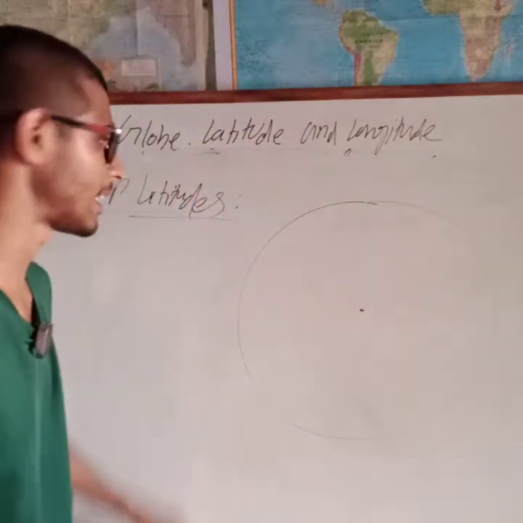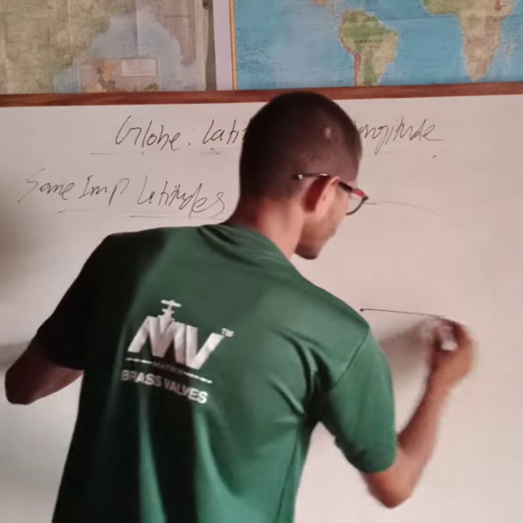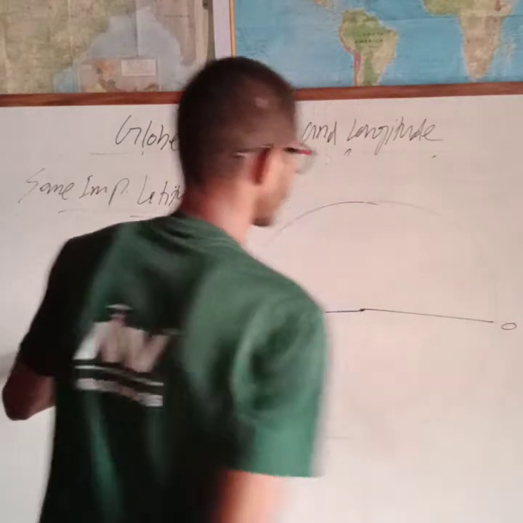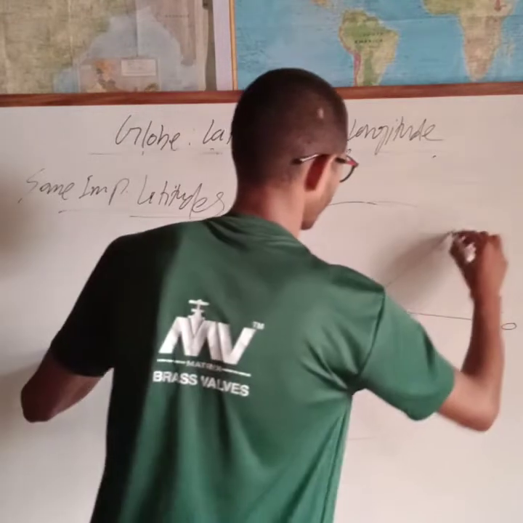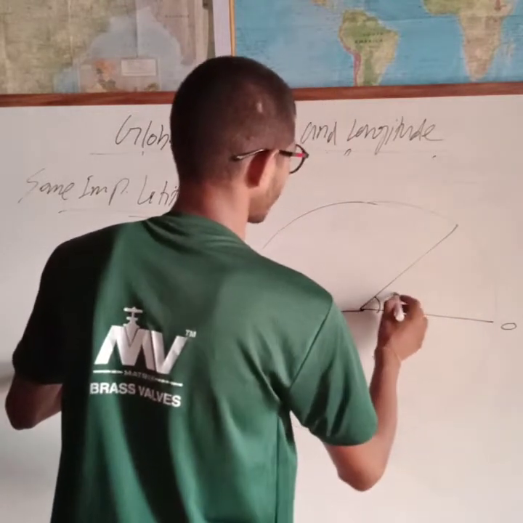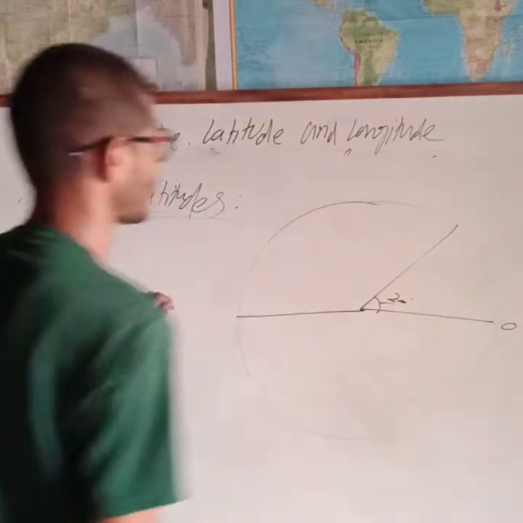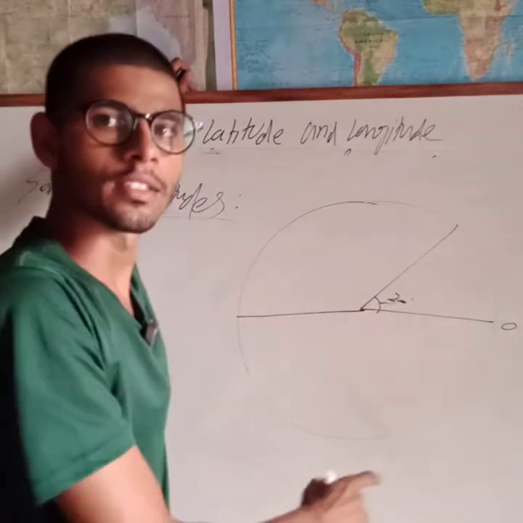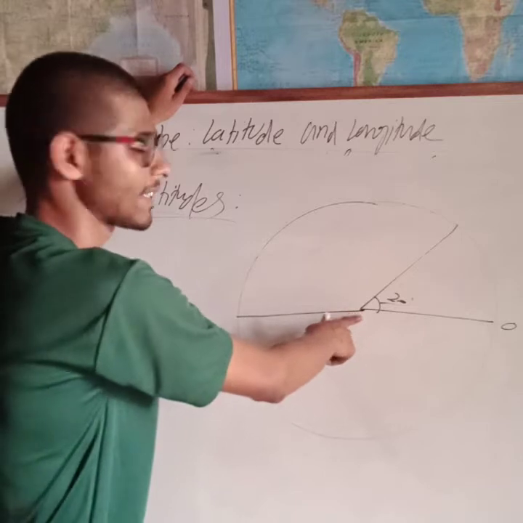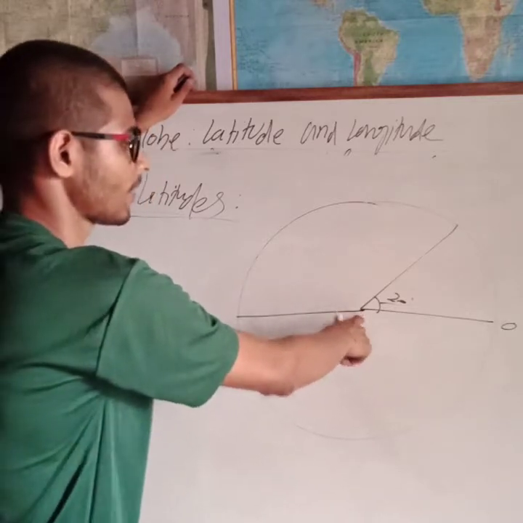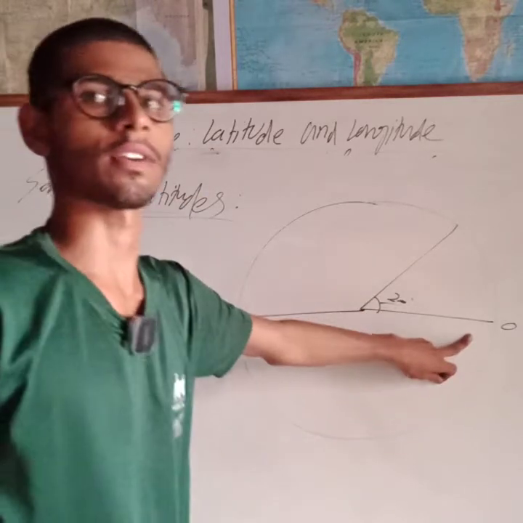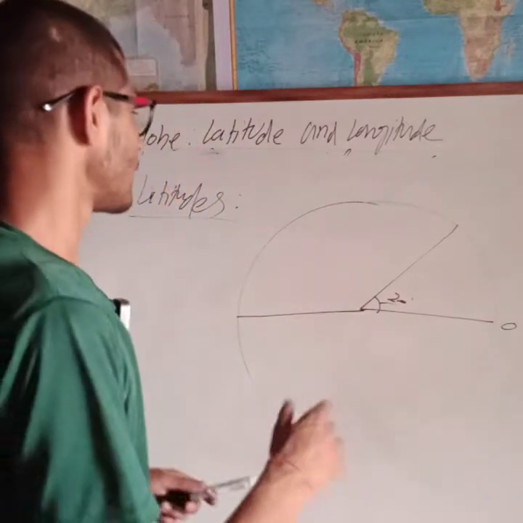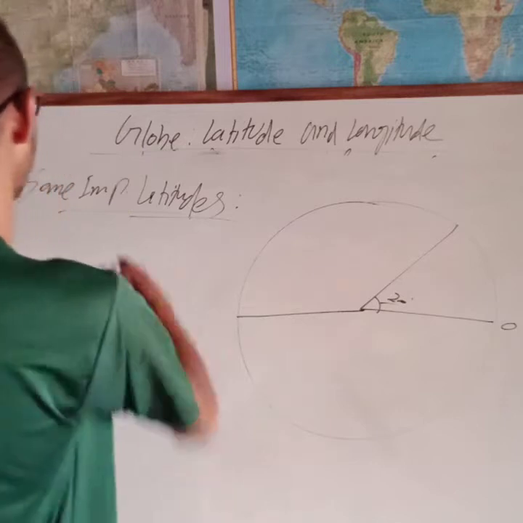I'm defining what a latitude is. This is the equator, 0 degree. Let's say we make a line here, making some angle, say 20 degrees. The line making an angle at the center of the earth with respect to this equator, this is what we call latitude. And what are the parallels of latitude?